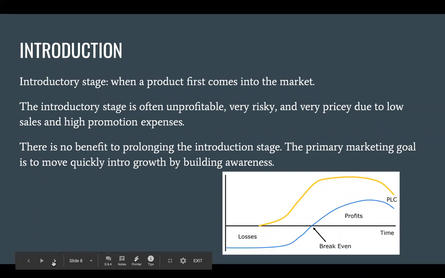So during the introductory stage, just don't expect to earn any money since you probably won't. Apple didn't even earn money during their introductory stage with the iPhone, and now they're a multi-million-dollar company. So you're probably not going to earn any money.